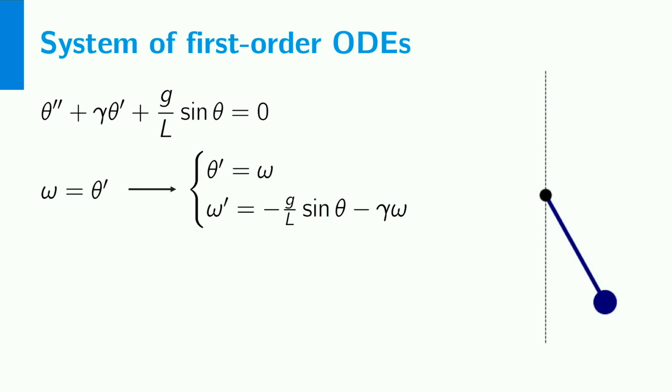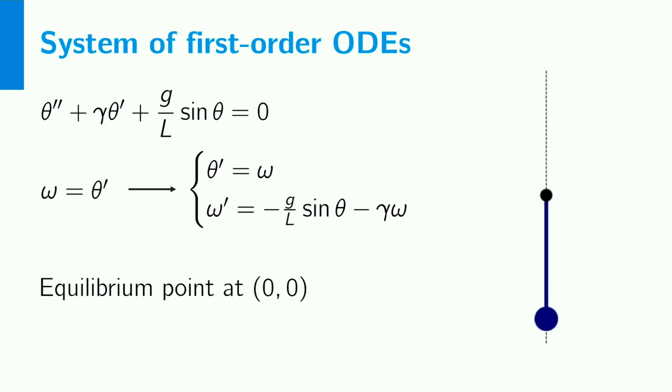First, we rewrite this second-order differential equation as a system of two first-order ODEs by introducing the angular velocity omega as the derivative of theta. Of course, the system is still nonlinear. In an equilibrium point, derivatives theta prime and omega prime have to vanish, so omega has to be 0 and sine theta has to be 0. So (0, 0) is of course an equilibrium point, the pendulum hanging still.